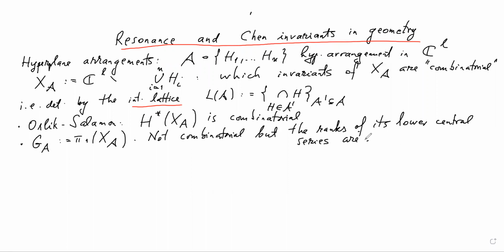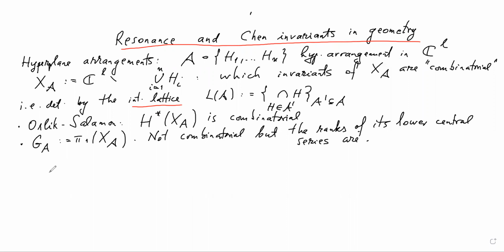So you have a group, and you consider the lower central series, which I will describe in a second, and you look at the quotients. Those are abelian groups, and the ranks of these are the lower central ranks of the hyperplane arrangement. They are determined by the intersection lattice, but the next question is whether there is a concrete combinatorial formula that expresses these ranks. This is not known, and seems to be a major open problem. In fact, there are negative results saying that there cannot be a universal formula that works in all cases.